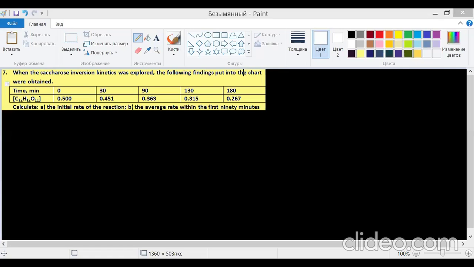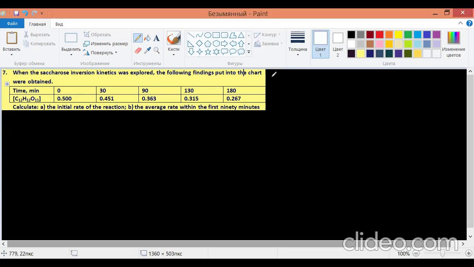Okay, now we are proceeding to the next problem. Here it is. When the saccharose inversion kinetics was explored, the following findings put into the chart were obtained. The chart contains two lines, the time line and the concentration of saccharose line. Calculate the initial rate of the reaction is assignment A. And question B, they ask us to compute the average rate within the first 90 minutes. Okay, let's do that.